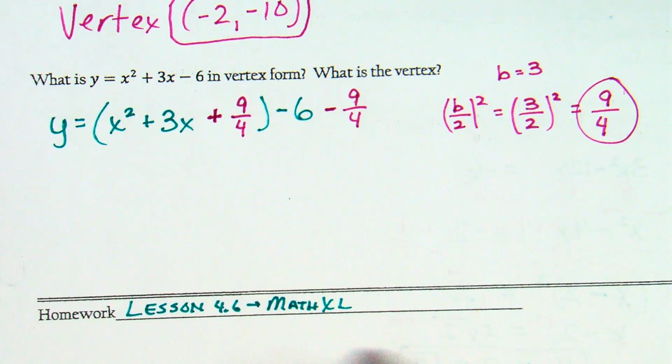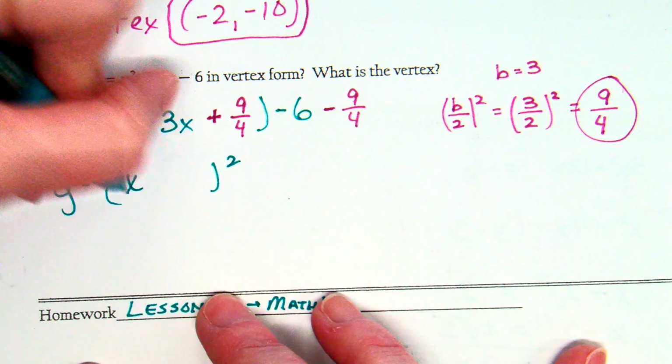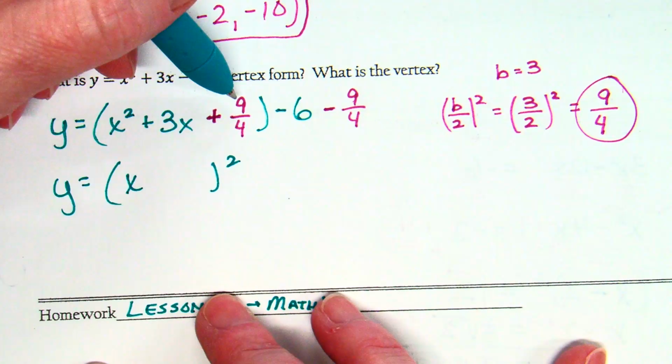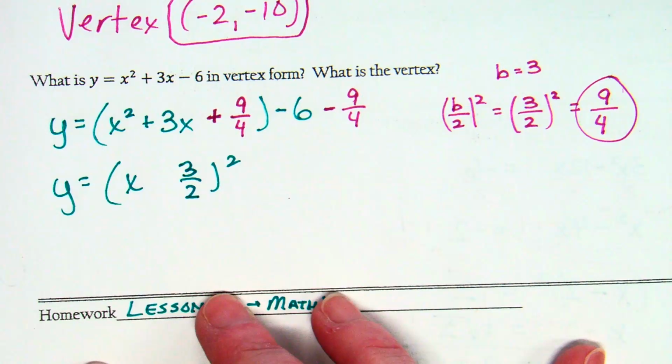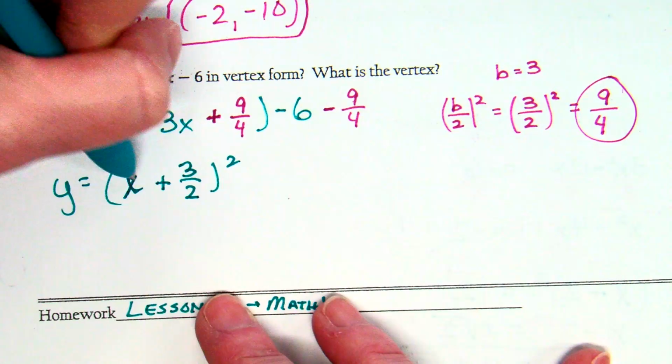Okay, final step is step 3, which is to factor. X squared, the square root of x squared is x. Okay, this is an easy question. Square root of 9/4. Square root of 9 is 3. Square root of 4 is 2. So, square root of 9/4 is 3/2. Is it plus 3/2 or minus 3/2? My middle sign is plus, so it's plus 3/2.